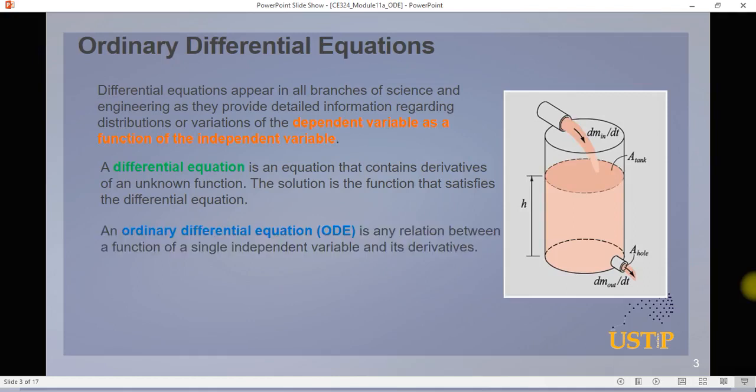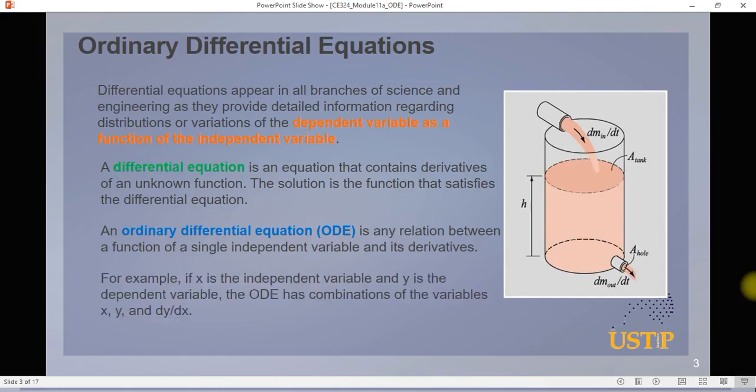So, an ordinary differential equation is any relation between a function of a single independent variable and its derivatives. So, pag ang imong derivatives or differential equation contains only one independent variable, so say x, no? So, that is considered an ordinary differential equation. But if you have x1 and then you also have x2, which are two independent variables, no, not correlated on each other, so that's the time that you cannot consider it an ordinary differential equation. That is in general a differential equation.